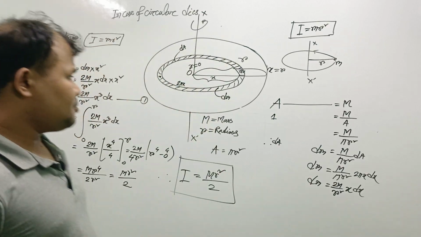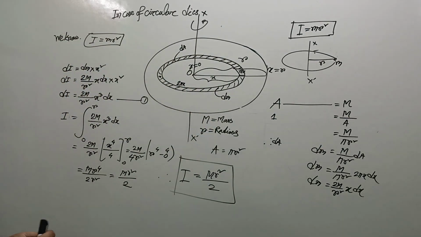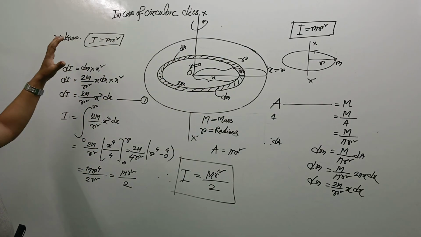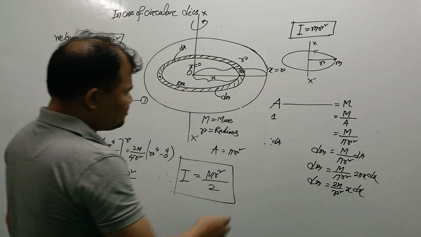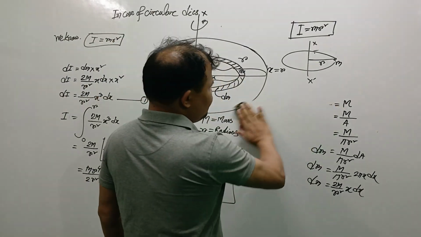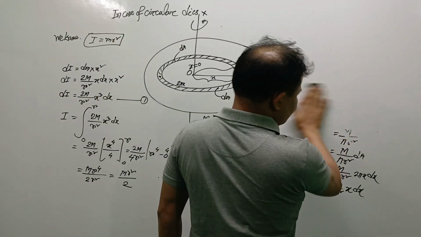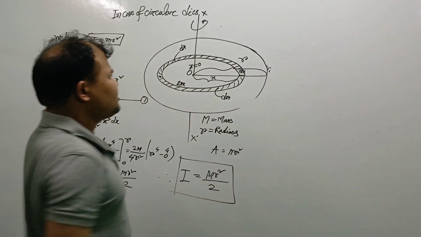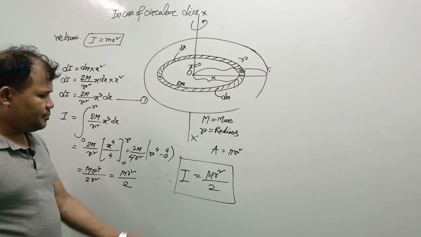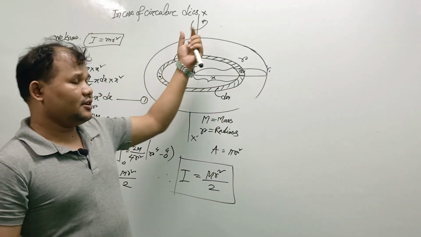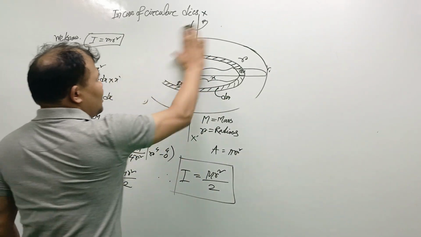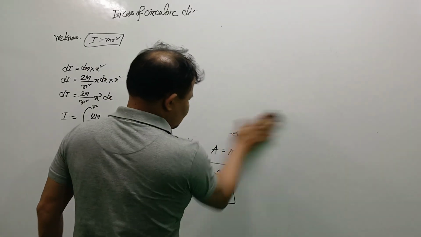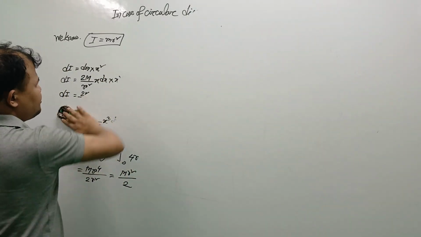In the case of the cylinder, we also find the moment of inertia by the integrating method. How can we do this? Always remember that in the case of the circular disc, the moment of inertia will be m r square divided by 2 if the rotational axis is the normal passing through the center. But in the case of the cylinder, how can we find this? Let me try to discuss it.